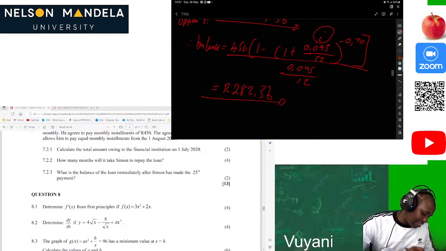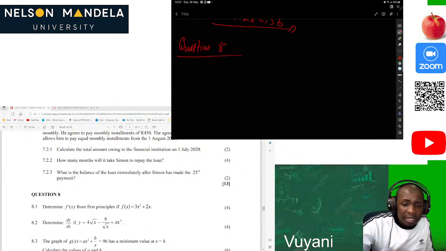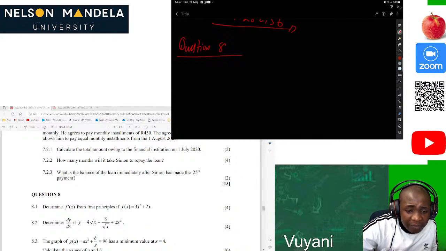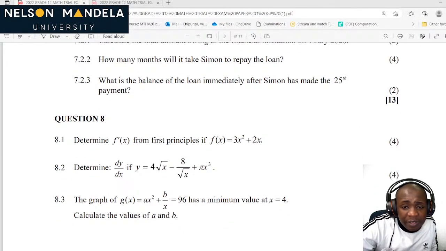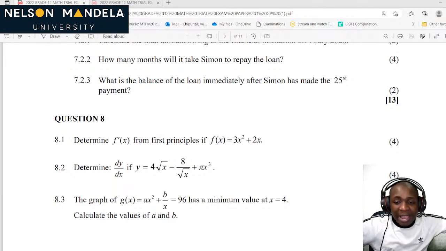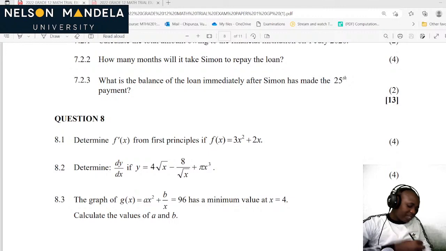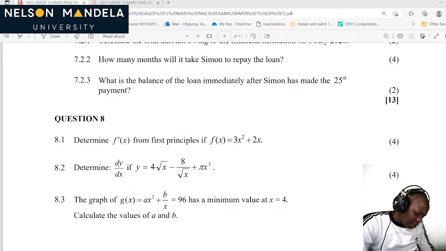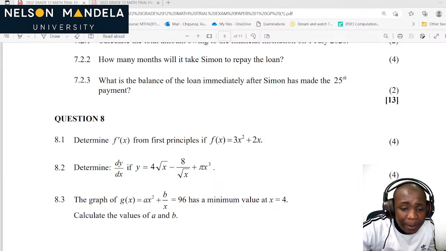Looking at calculus. Question 8. Let's just do calculus fast. Question 8. Now, on calculus, we are given, let's open that. Yes, here we go. Determine f prime of x from the first principles. Boring. So the questions in calculus are always the same. When they say determine f prime, we know that we are looking at the first principles, which says that f prime of x is equal to the limit as h approaches 0 of f of x plus h minus f of x divided by h. But in this instance, we are given f of x to be equal to 3x squared plus 2x.